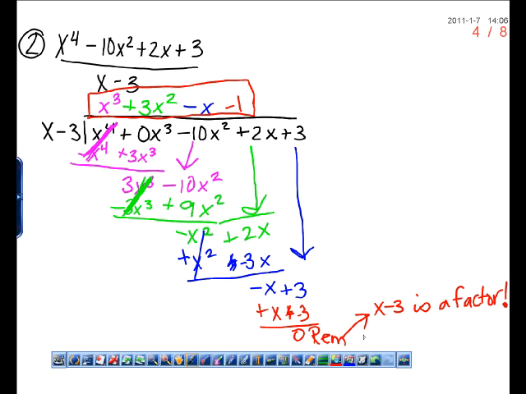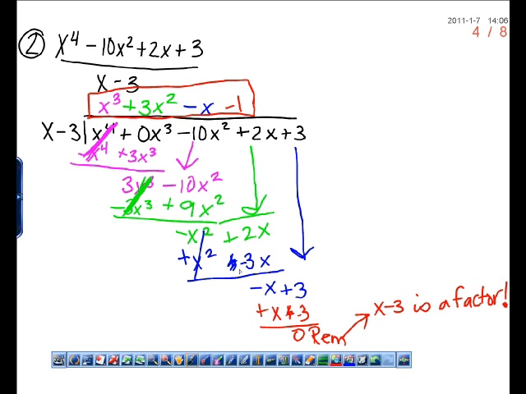Any questions on any of those steps? What's your answer to this question, though? Yeah, this up here, x cubed plus 3x squared minus x minus 1. It's not that x minus 3 is a factor. That's just information we have gained. Okay, let's use that information a little bit.